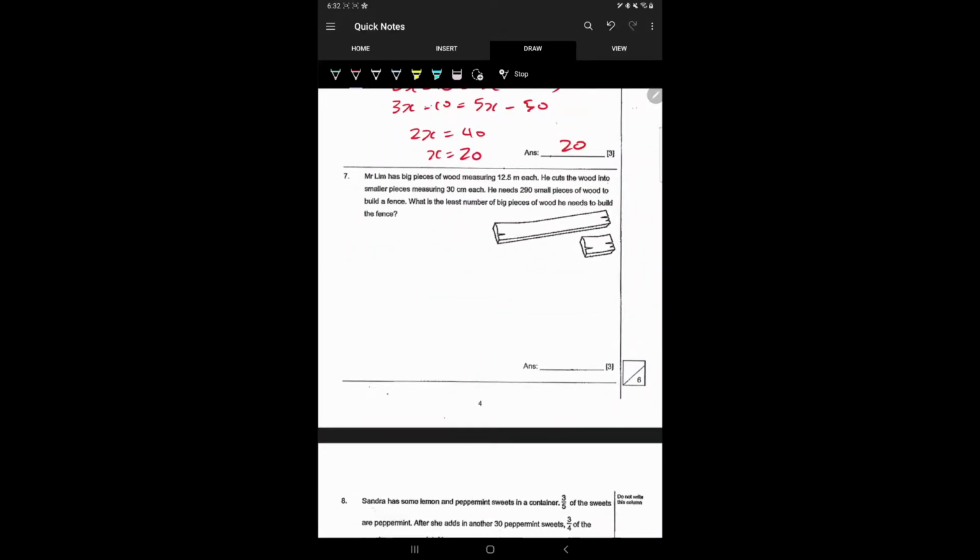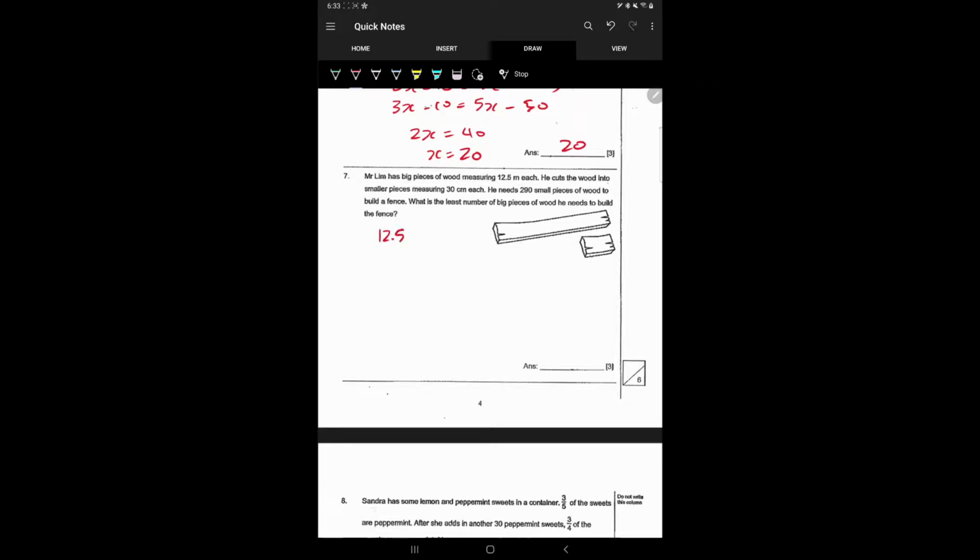Question number 7. Mr. Lim has big pieces of wood measuring 12.5 meters each. He cuts the wood into smaller pieces measuring 30 cm each. He needs 290 small pieces of wood to build a fence. What is the least number of big pieces of wood he needs to build the fence?